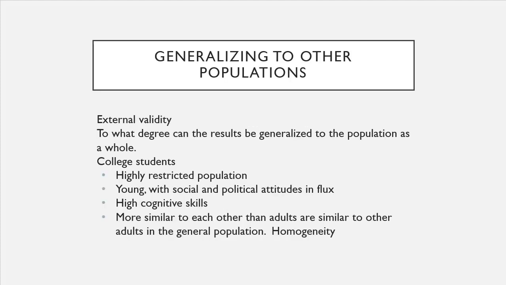Let's talk about first external validity and the option that we have to use college students. So external validity is this overarching concept that says we can take the results of our study and generalize it to a broader population. And usually what that means is that if a study has the same characteristics as the general population, then we're in good shape.